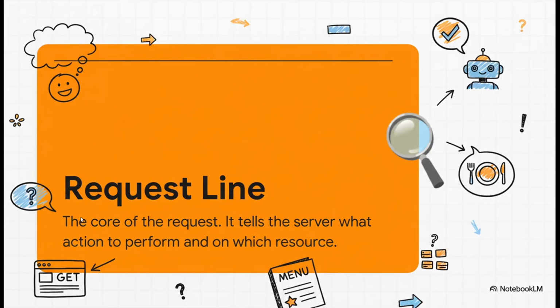Okay, so the most crucial part of this digital order is something called the request line. This is the absolute heart of the message. It tells the server two super important things. First, what action you want to take, and second, what thing you want to take that action on. It's basically the main course of your order.